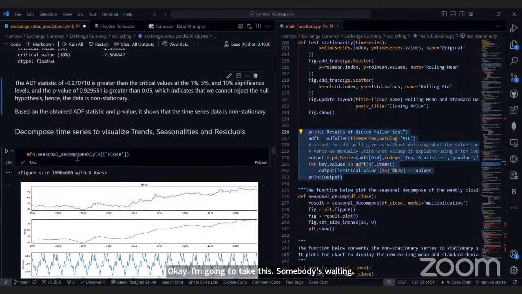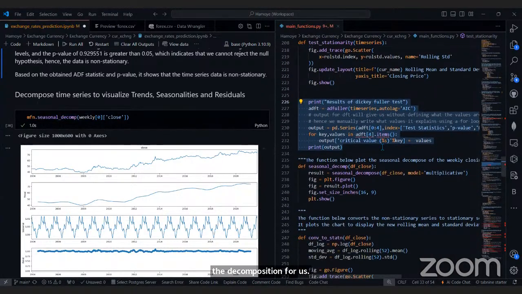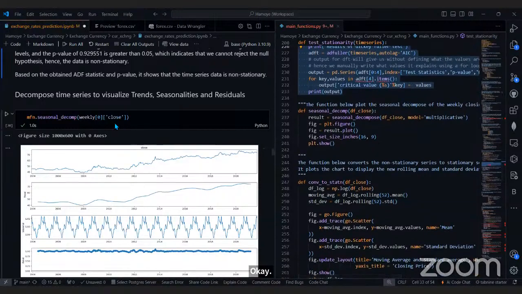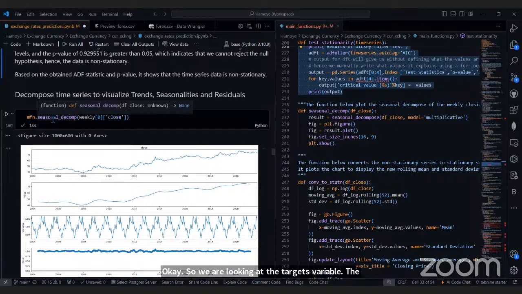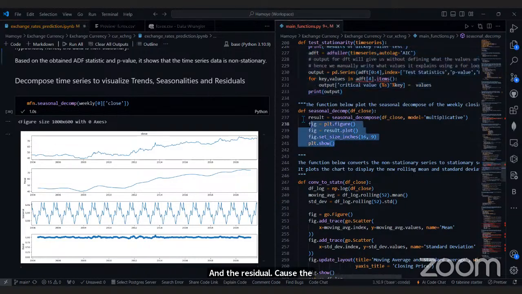So here is the next thing we did. We did decomposition. We have a function that does the decomposition for us. We're looking at the target variable, the close column. So we have the trend, seasonality, and the residual. This is the function we are using to work on that.